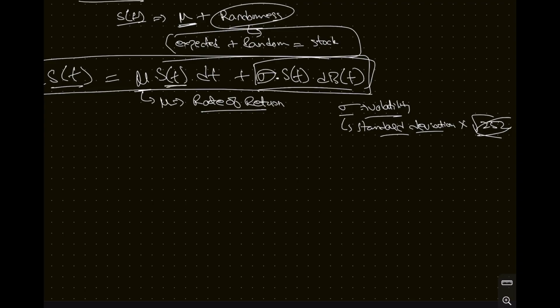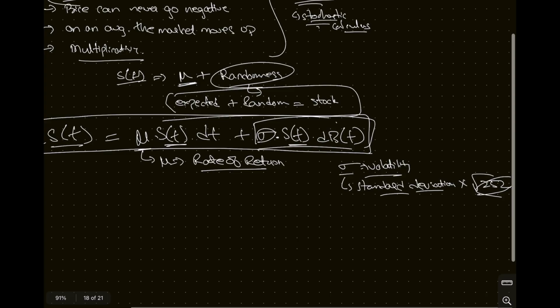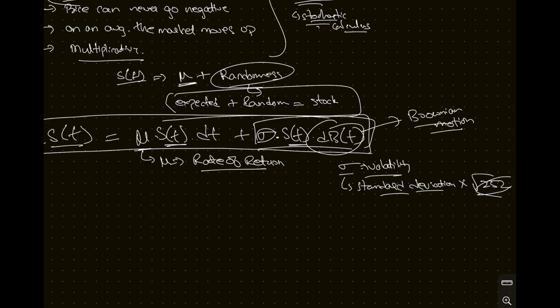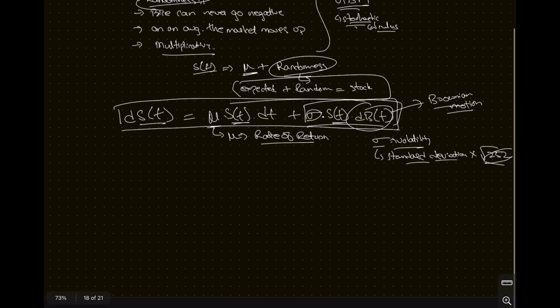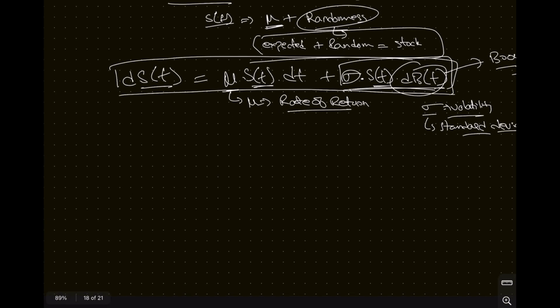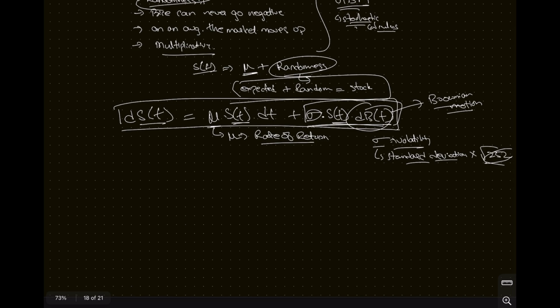And we're going to multiply the stock value at time t everywhere, because the stock market keeps compounding and it's multiplicative. And this dW of t over here is our Brownian motion. This is what generates the randomness. So this is our understanding: the expected plus the unexpected randomness is what decides the price of the stock.